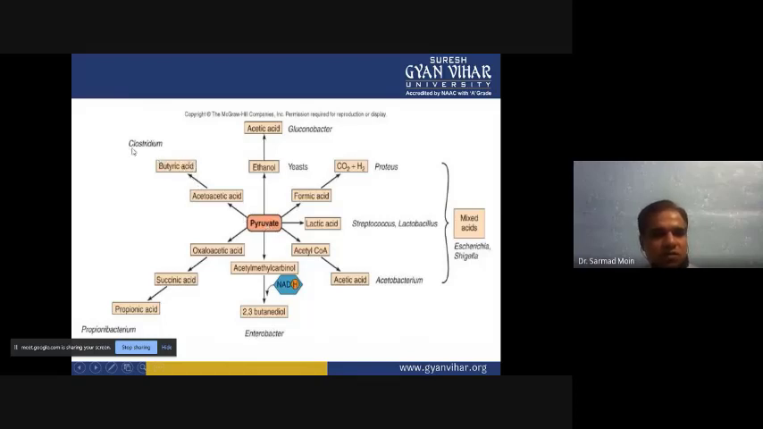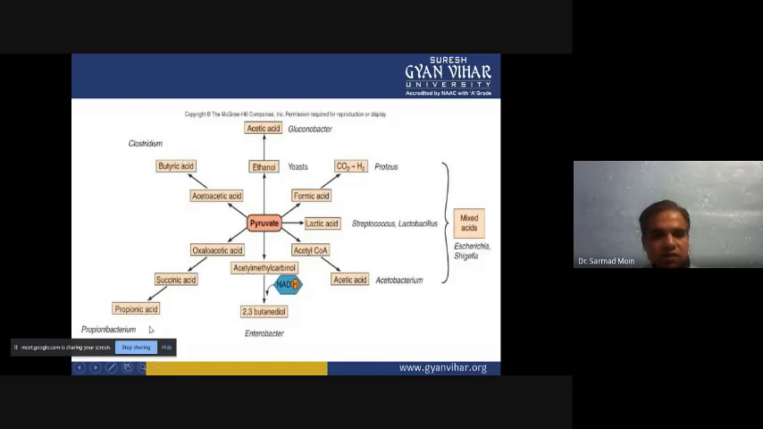Pyruvate in Clostridium: they will utilize the reaction in anaerobic conditions and convert this pyruvate into butyric acid. Then Gluconobacter will convert pyruvate into acetic acid. Okay. Then pyruvate in Proteus: they will convert it into carbon dioxide and hydrogen. Then Acetobacterium will also produce acetic acid. Then Enterobacter will produce 2,3-butanediol, and propionibacteria will produce propionic acid.